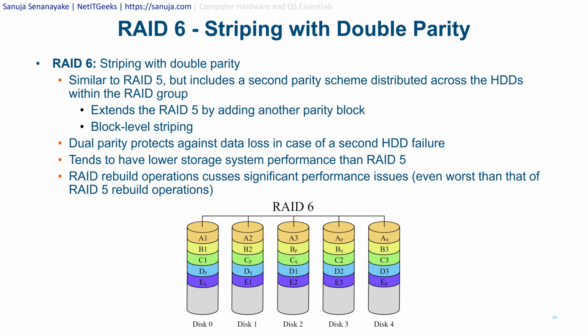And it tends to have a lower storage system performance than RAID 5, so that's a disadvantage. And the RAID rebuild operation causes significant performance issues, even worse than that of the RAID 5 rebuild operation. So if there is a hard drive failure, especially 2 hard drive failures, and you insert 2 brand new disks, it's going to create a huge bottleneck during the rebuilding of that RAID 6 array, because it takes a lot of resources to rebuild that array.